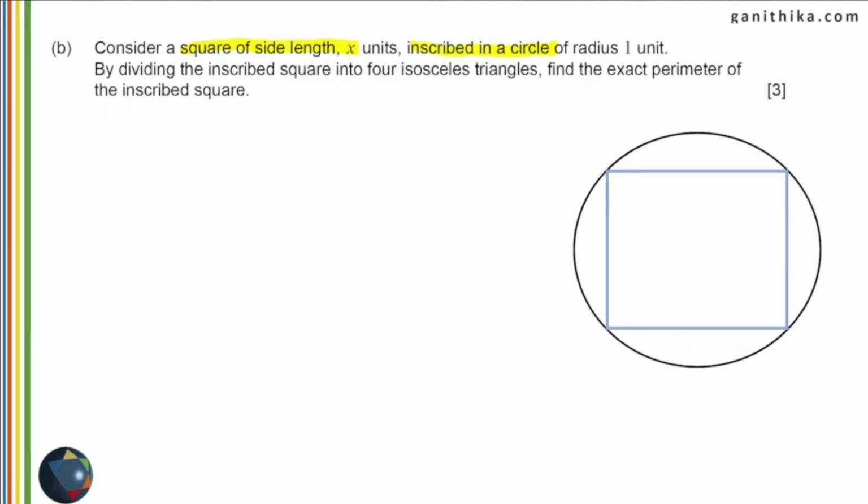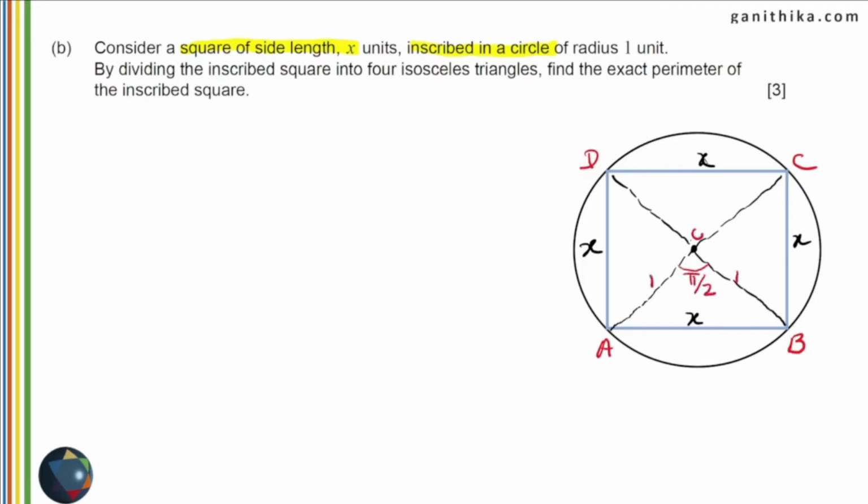By dividing the inscribed square into 4 isosceles triangles, as we did before in the equilateral triangle, we are going to cut this square also into isosceles triangles, but in this case, we will have 4 isosceles triangles like this. And we are going to divide the whole angle by 4. Therefore, each angle will be equal to pi over 2.